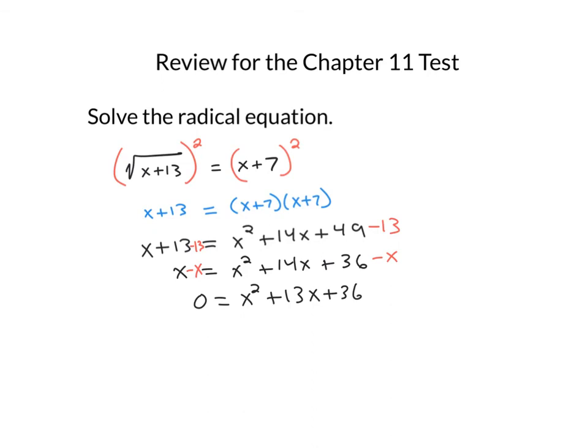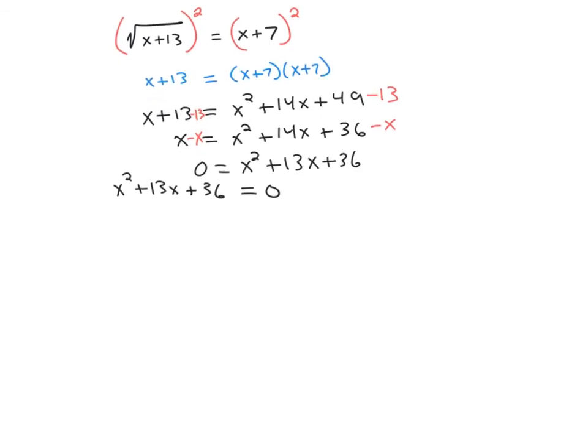Okay, now I prefer to have this written on the other side, so I can switch those around and put the 0 on the right. So now I'm going to factor it. I can solve this however I want, but as I said before, if I have my choice, I'm going to see if I can quickly factor it. And this is one where I can say what two numbers multiply to give me 36 and add to give me 13, and that would be a plus 4 and a plus 9.